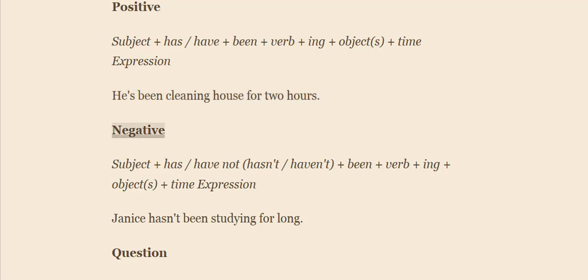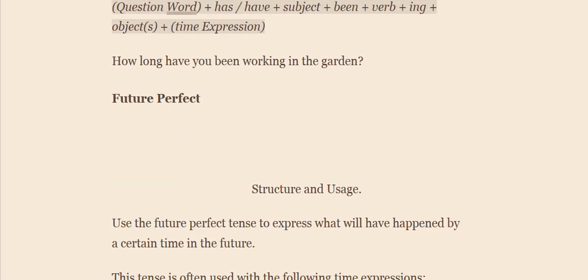Negative: subject plus has/have not (hasn't/haven't) plus been plus verb plus -ing plus object(s) plus time expression. Janice hasn't been studying for long. Question: question word plus has/have plus subject plus been plus verb plus -ing plus object(s) plus time expression. How long have you been working in the garden?